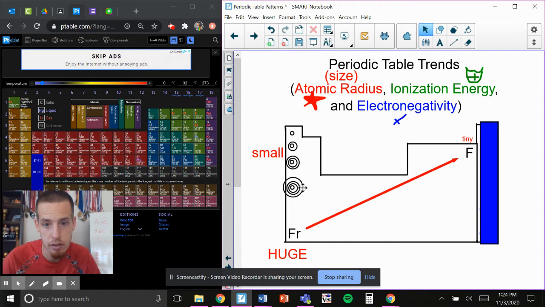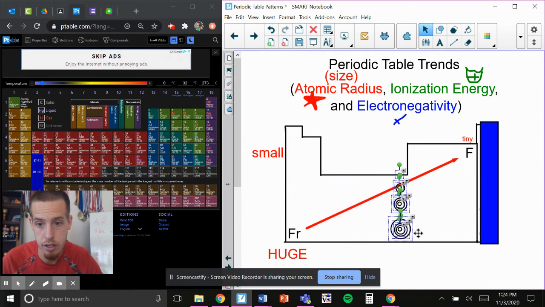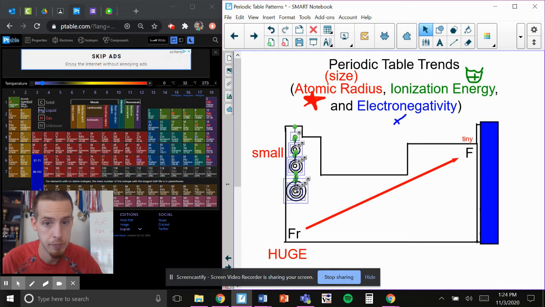And as you can see, the one with 4 is bigger than the one with 1. That's why francium is huge, because it's at the bottom and has 7. Think of it like putting coats on. The more coats you put on, the bigger you get. It's the same thing. Again, this works here, here, here, here, here. It works the whole way.